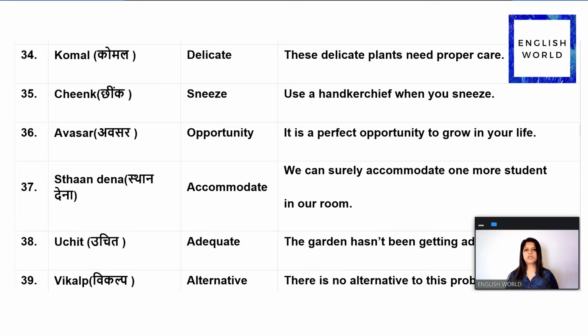Accommodate means रहने की जगह देना. So we will say we can accommodate somebody. We cannot accommodate somebody as it is already crowded. So accommodate means स्थान देना, जगह देना.